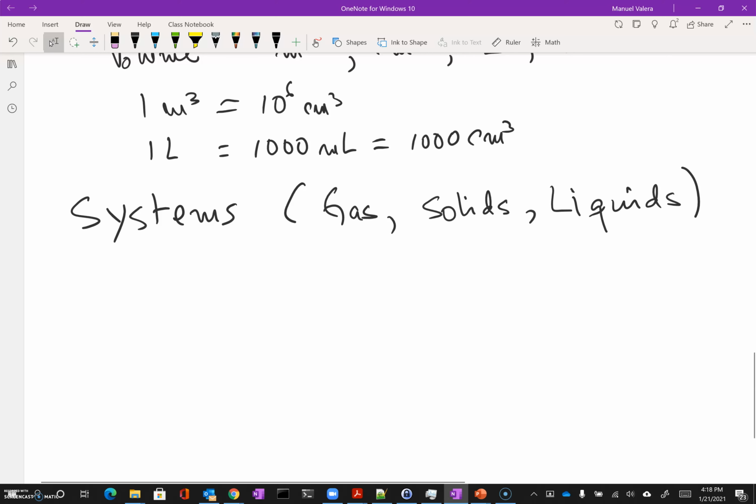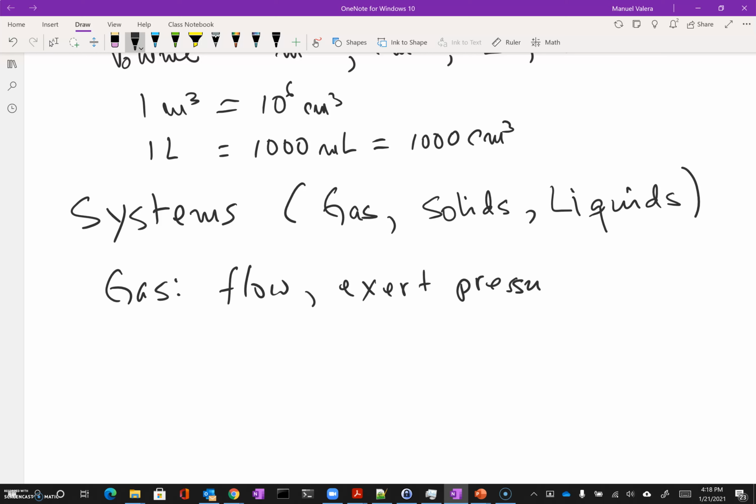And so the main properties of gases is that they flow, they exert pressure on the container, right? And they are compressible. That means you can change the volume. If you squeeze a balloon with a gas, you can change the volume.